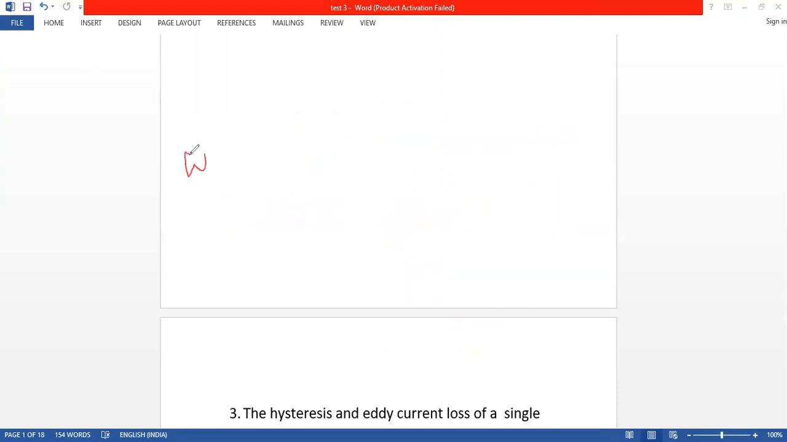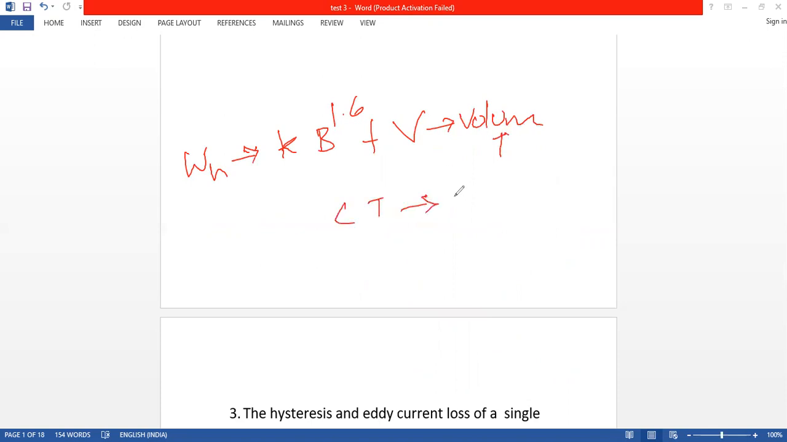Now the hysteresis loss formula is W = K B^1.6 F V, where V is the volume of the core. The more the volume, the more the loss. Tell me, there are two types of CT. This is a homework. One is measuring CT, another is protection CT. Which of the CTs will have more volume and more hysteresis loss? Now eddy current loss, it is K.